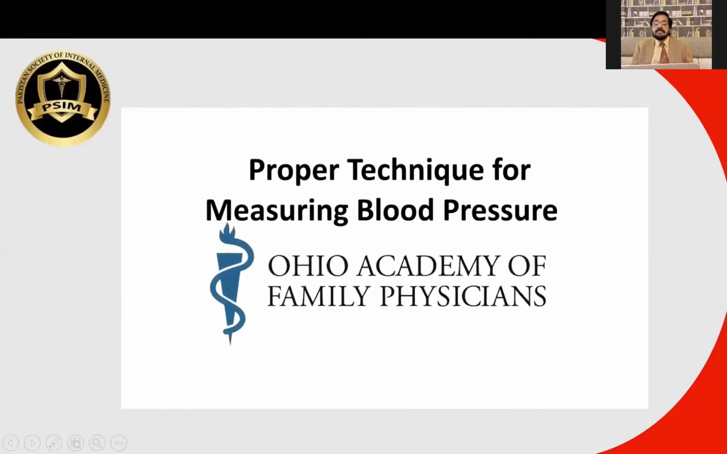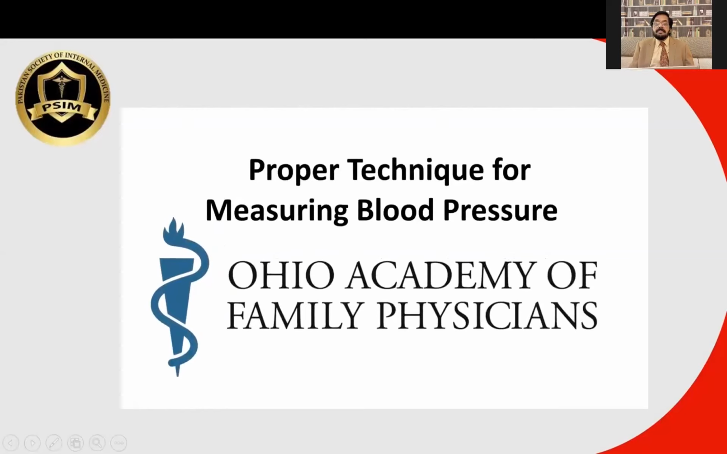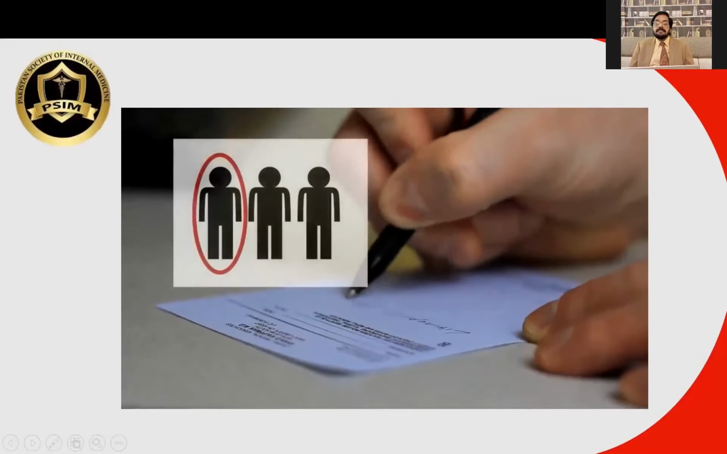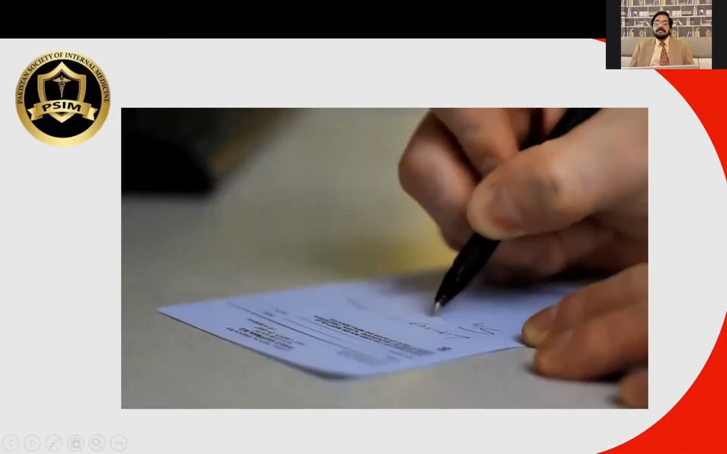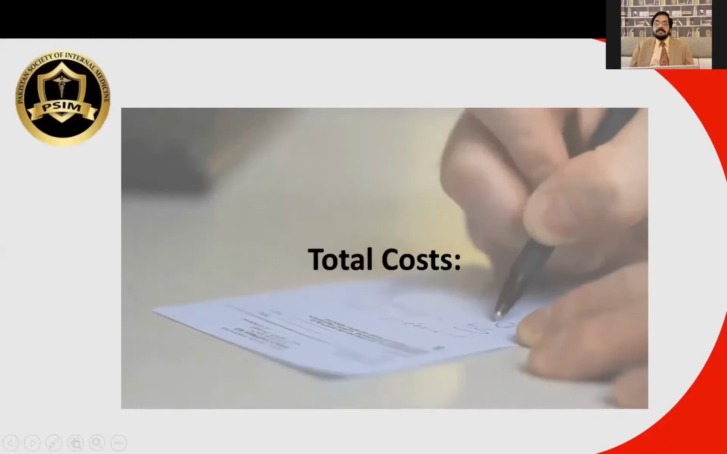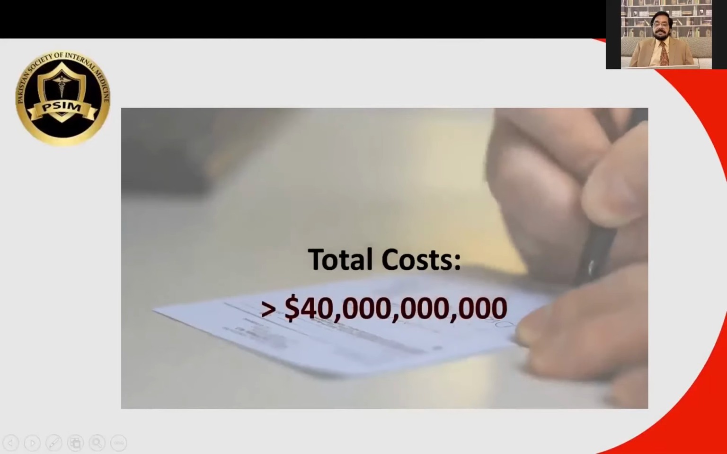This video was created by the Ohio Academy of Family Physicians to demonstrate proper technique for measuring blood pressure in office settings. About 1 in 3 American adults has hypertension. The American Heart Association estimates the total costs associated with high blood pressure to be $40 billion annually.